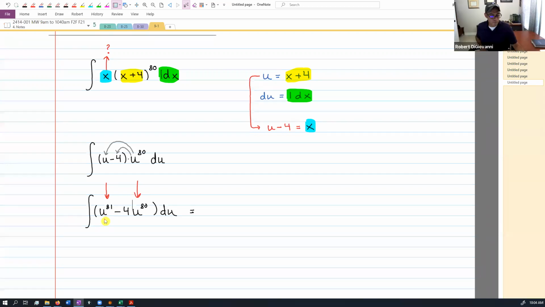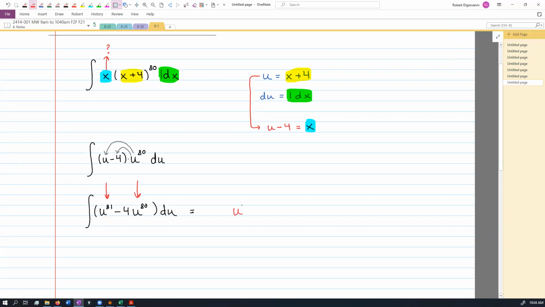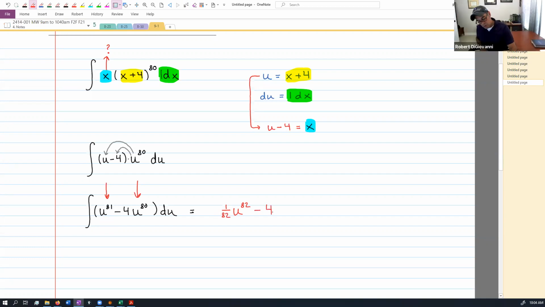Okay. So the power rule, all you're going to do is add 1 to the power, right? Just add 1 to the power. So it's u to the what? Oh, to the 82nd. But because you're going to have to kill that 82nd off with the chain rule, you have to put out front 1 over 82 also. Okay, good.